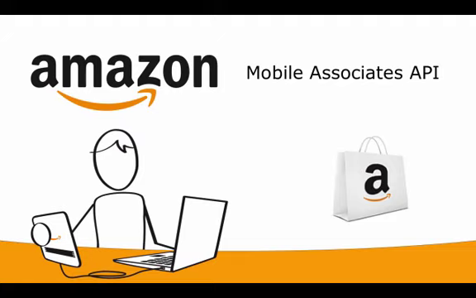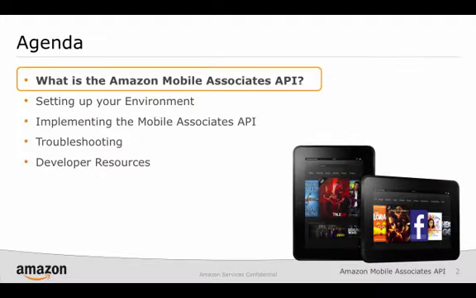The Mobile Associates API for Kindle Fire and other Android devices enables developers to merchandise millions of physical and digital items from Amazon.com within their apps and games. When using the new API, developers earn up to 6% on qualifying in-app customer purchases, while providing customers with the opportunity to easily buy and receive goods through the Amazon one-click purchase experience and Amazon Prime shipping where available.